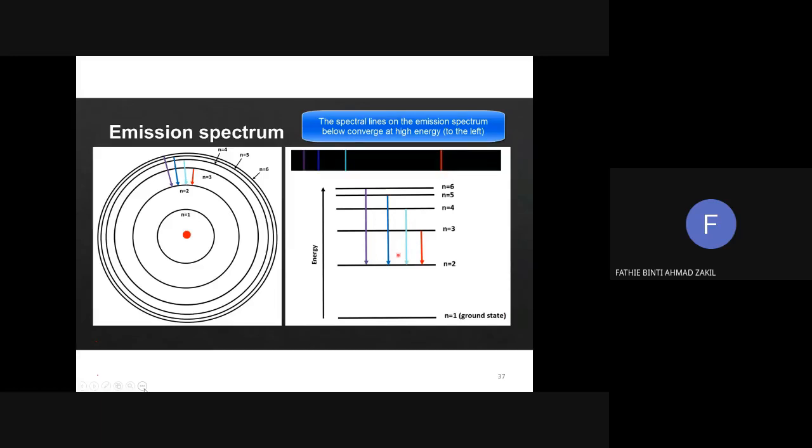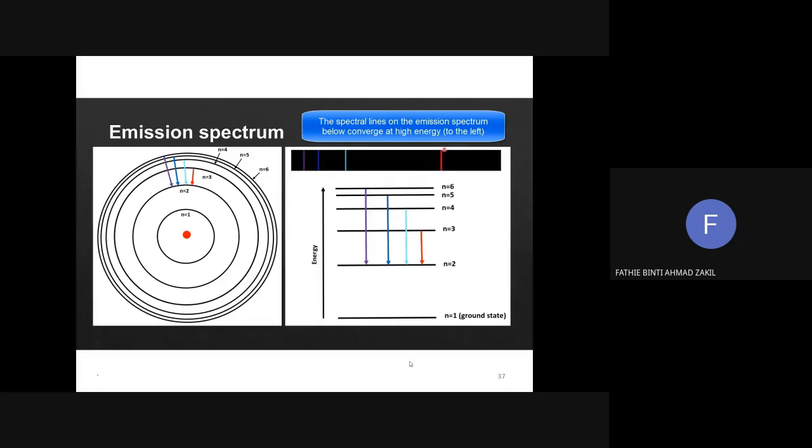Next, we'll have a look at this blue arrow here. This blue arrow represents an electron transition from n equals 5 to the n equals 2 energy level. And when the electron transitions to a lower energy level, it emits energy. And the energy that's emitted by the electron corresponds to the wavelength of blue light.